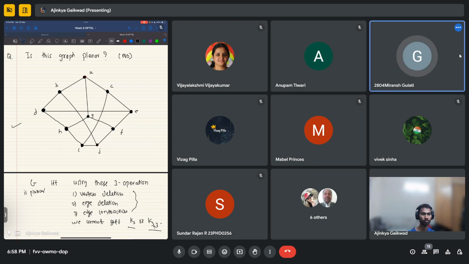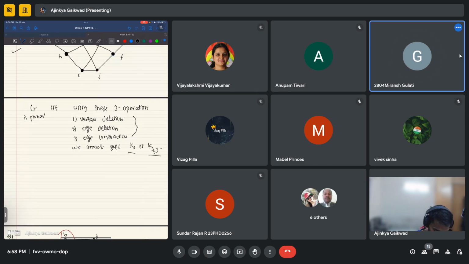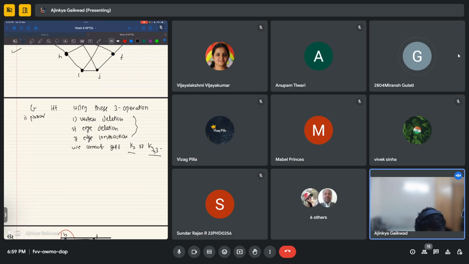If we use edge contraction on BD, okay, so I'll put B comma D in a box. Can you please show me the graph? Yes. Let me draw it here small. So let's say B comma D in one box. After contracting the edge, you will get a vertex BD. Okay.